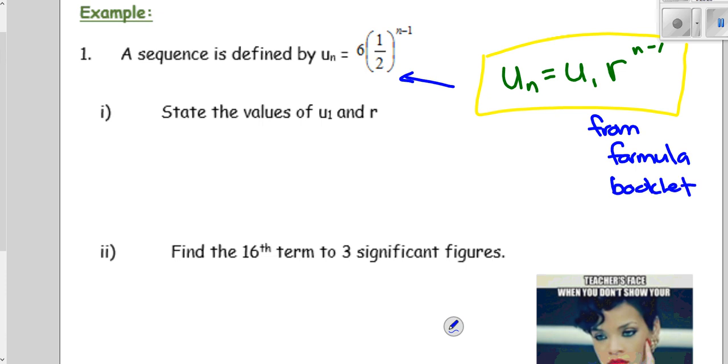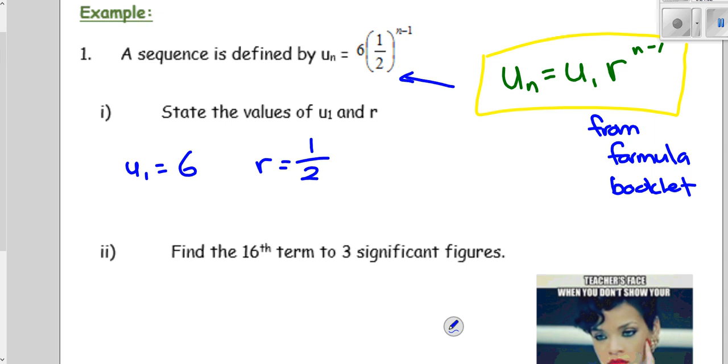So the way this is being presented, what would our u of 1 be there? 6, yep, we just look at what's in there. What would our common ratio be? 2. Perfect. Because that means the first term multiplied by the common ratio to the power of n minus 1, which follows the formula from the formula booklet. And then find the 16th term, choose 3 sig figs. That's a bit of a clue maybe that it's a calculator question.